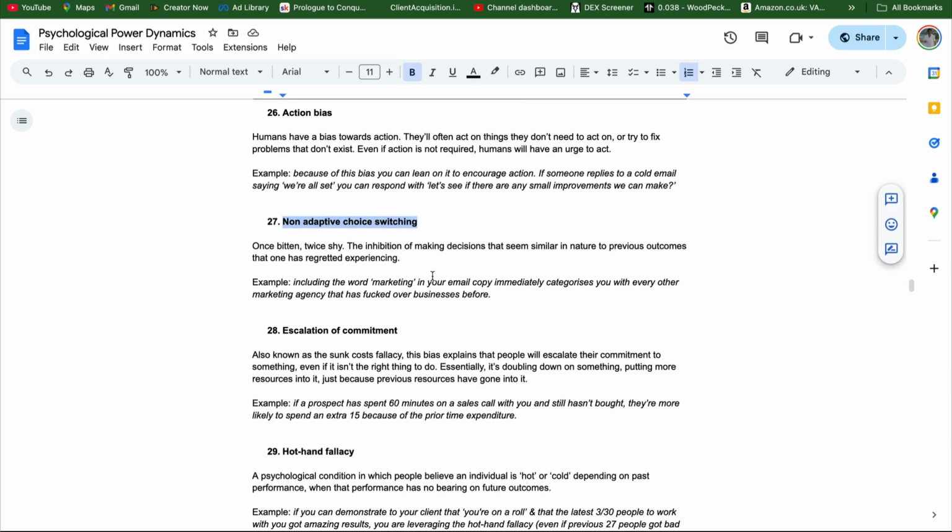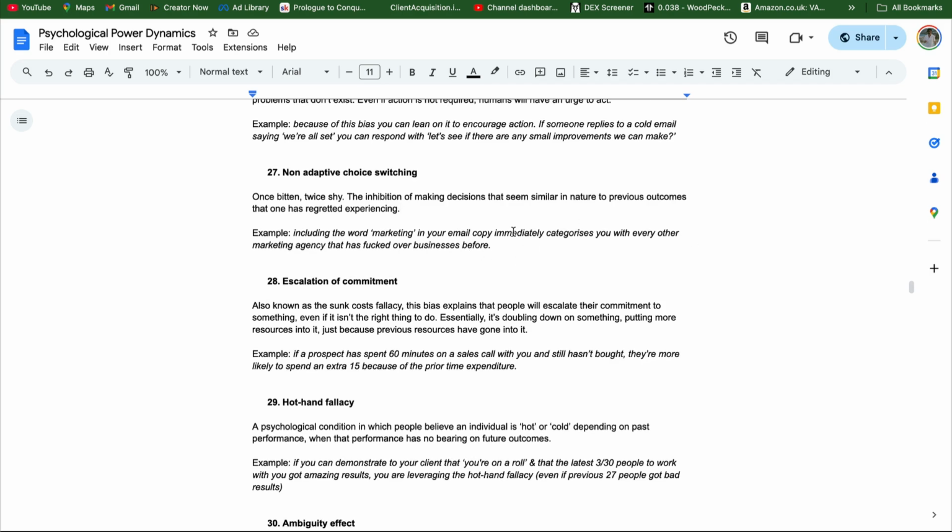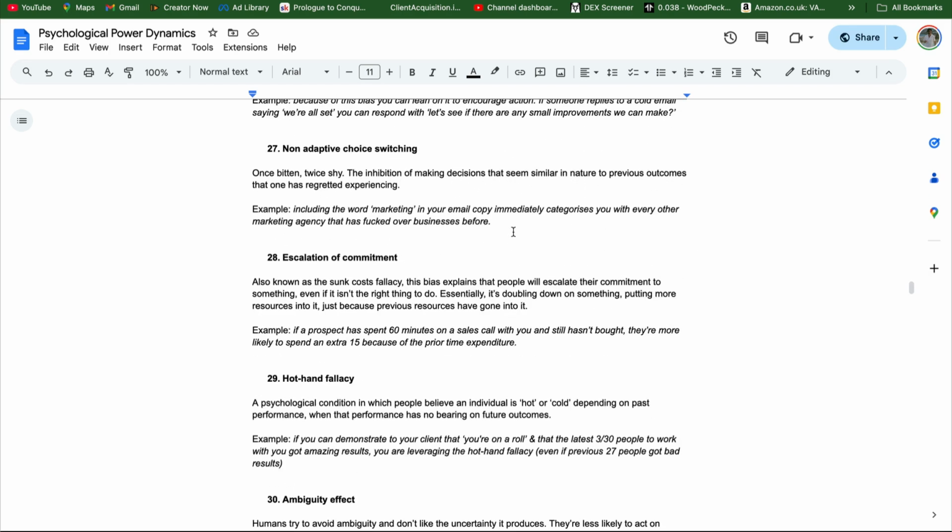Number 27, non-adaptive choice switching. Once bitten, twice shy. The inhibition of making decisions that seem similar in nature to previous outcomes that one has regretted experiencing. Example, including the word marketing in your email copy immediately categorizes you with every other marketing agency that has screwed over businesses before, right?